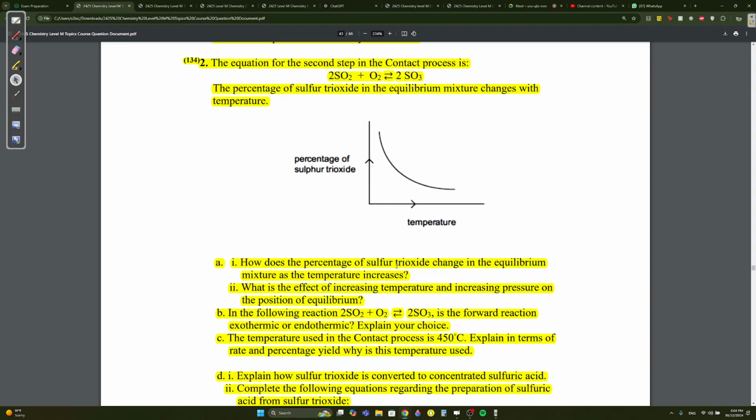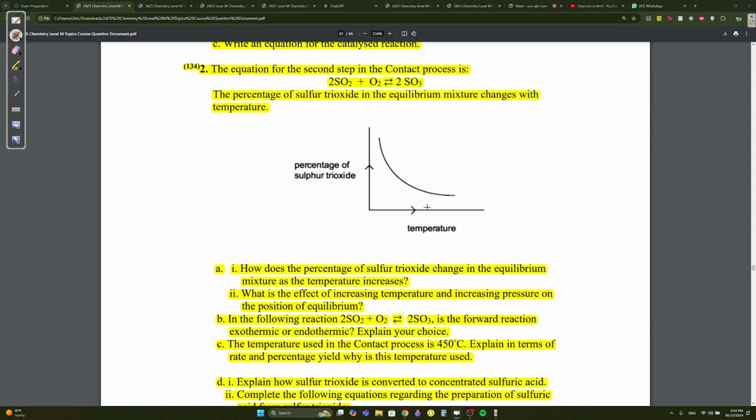What is the effect of increasing temperature and increasing pressure on the position of equilibrium? So here we just found out that an increase in temperature would cause a decrease in the yield, right? Then increasing pressure, it always goes to less gaseous moles, right? So this is gas. If you increase pressure, the system will want to decrease the pressure, so it goes to less gaseous moles. So it's going to go to the forward, to increase the yield.